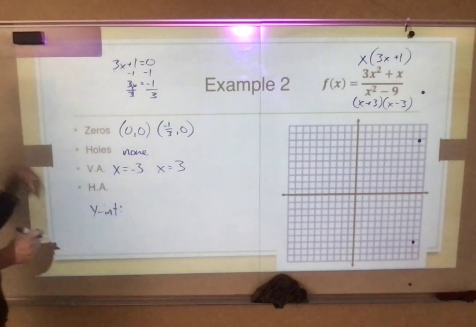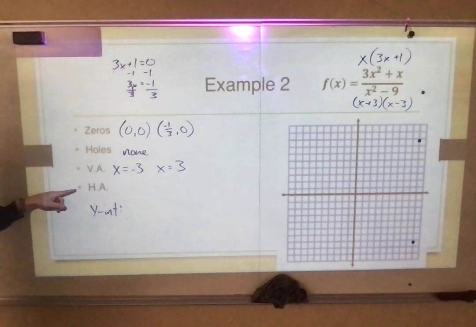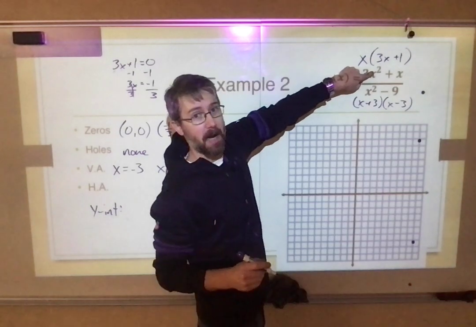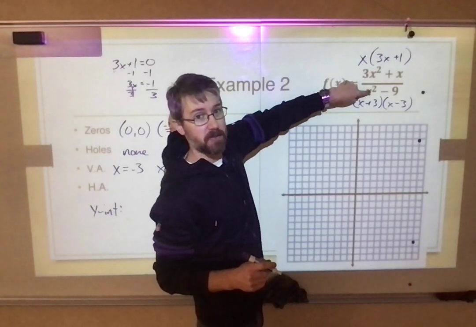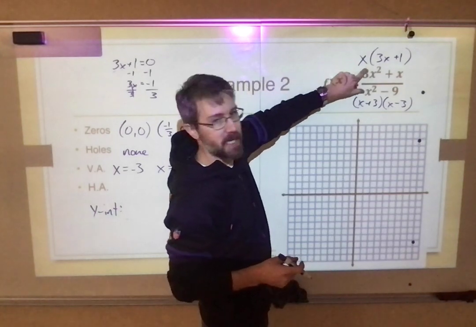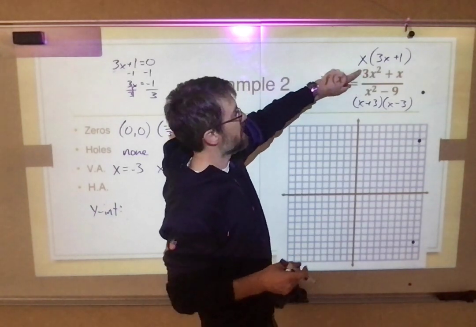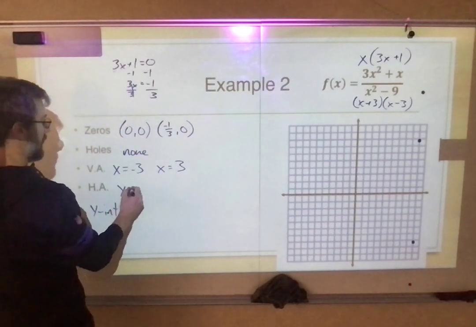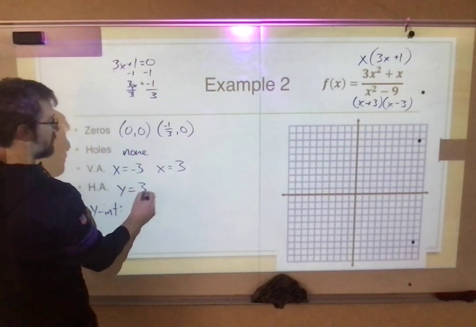So 2 vertical asymptotes. Horizontal asymptote, the degree of the top is 2, the degree of the bottom is also 2. So I'm looking back at the non-factored form for this. When it's the same degree top and bottom, the rule is that it's leading coefficient over leading coefficient. So this is going to be y equals 3 over 1, or just y equals 3.